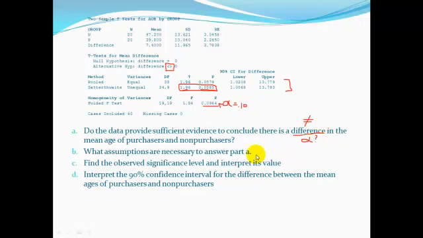What assumptions are necessary in part A? Okay, I'm not going to go through the test. I want you to do that. Be able to write the test statistic, the p-value. Be able to write your conclusion. What assumptions are necessary? You're using the unequal row.